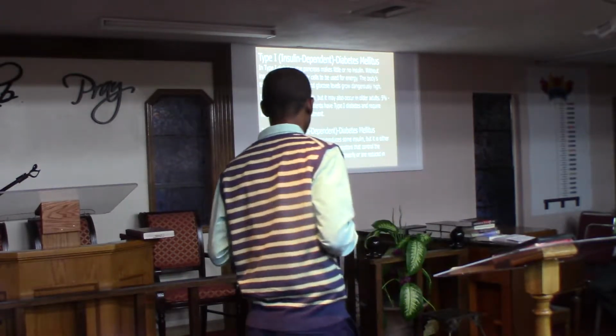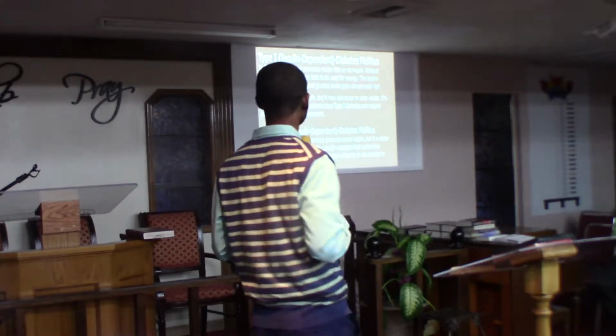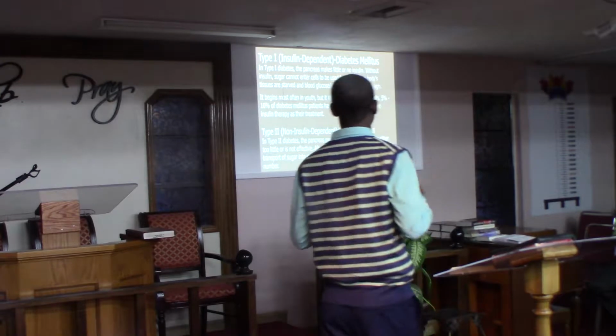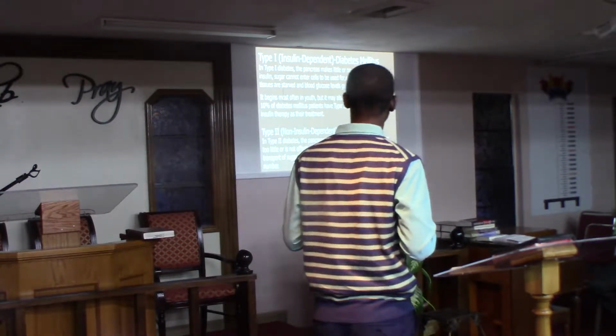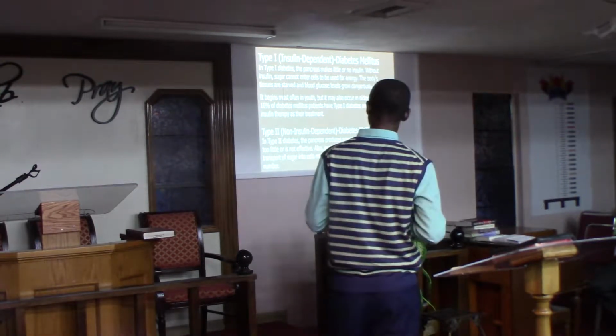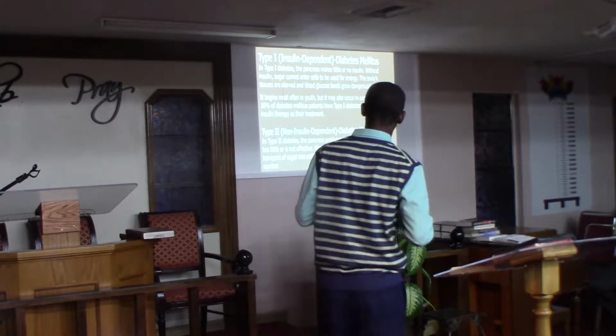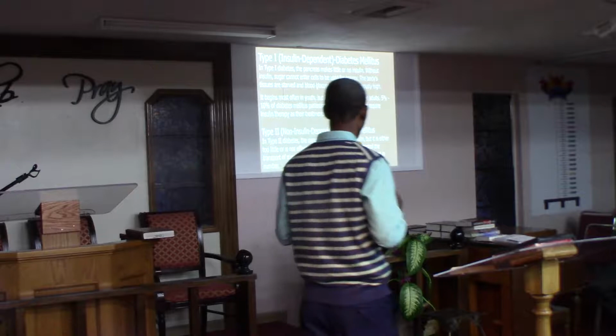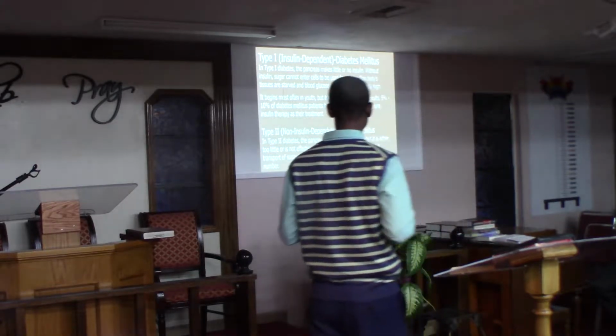Type 2 diabetes mellitus. In type 2 diabetes, the pancreas produces some insulin, but it is either too little or is not effective. Also, insulin receptors that control the transport of sugar into cells may not work properly or are reduced in numbers.